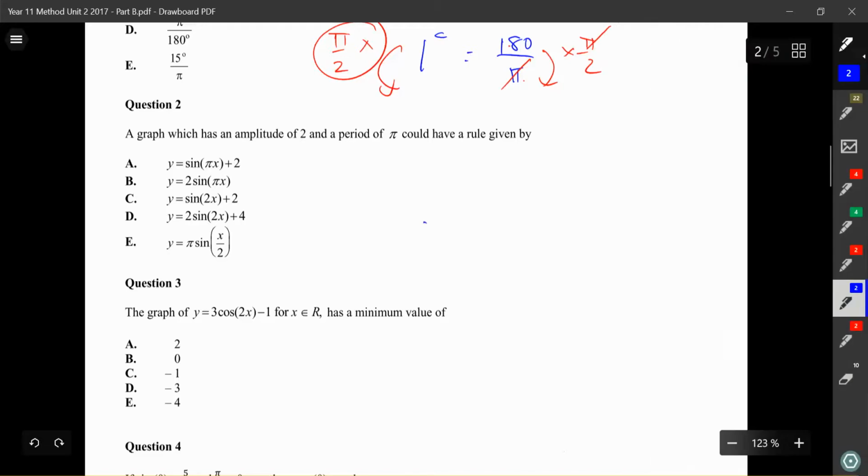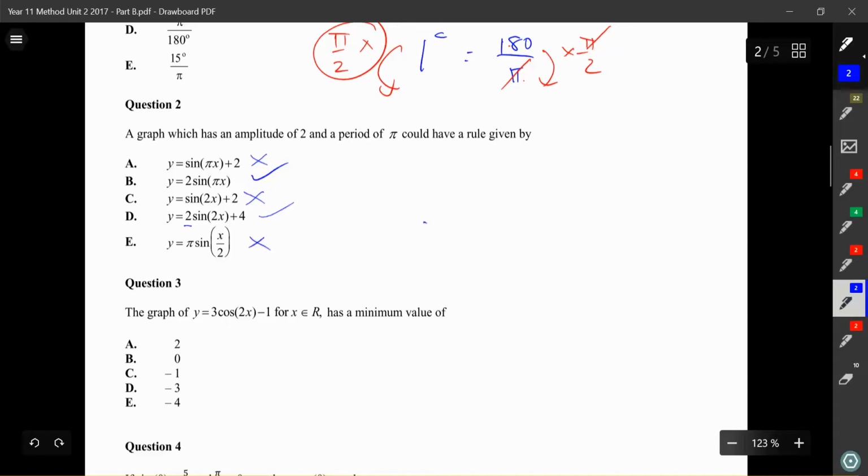Now, if you have an amplitude, clearly it can't be tan. So any tan questions are out of the question. Amplitude is the number in front of the function, so it can't be this. It could be B. It can't be this because it's adding 2. It could be this because there's a 2 in front of the function, and it can't be this.